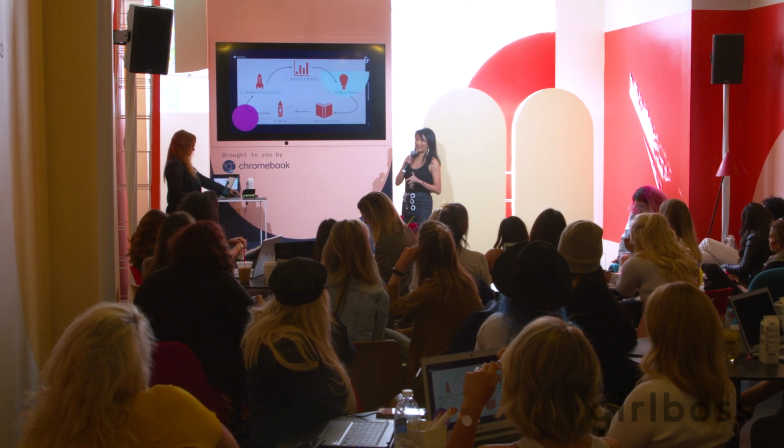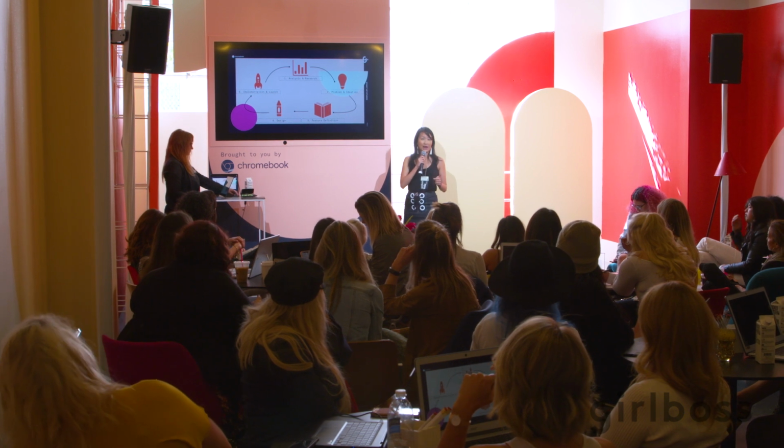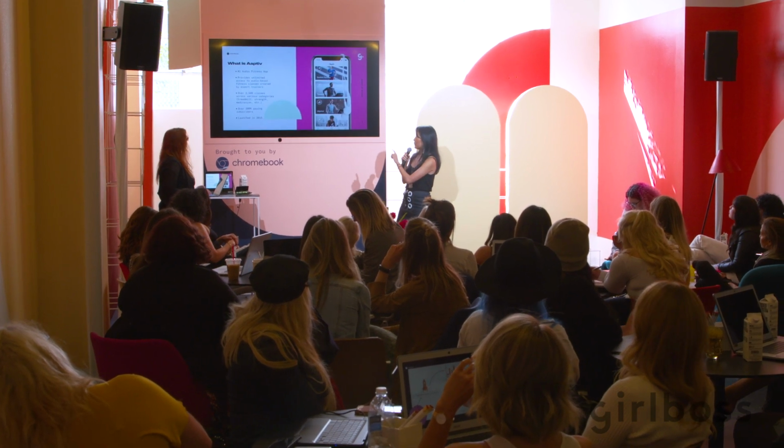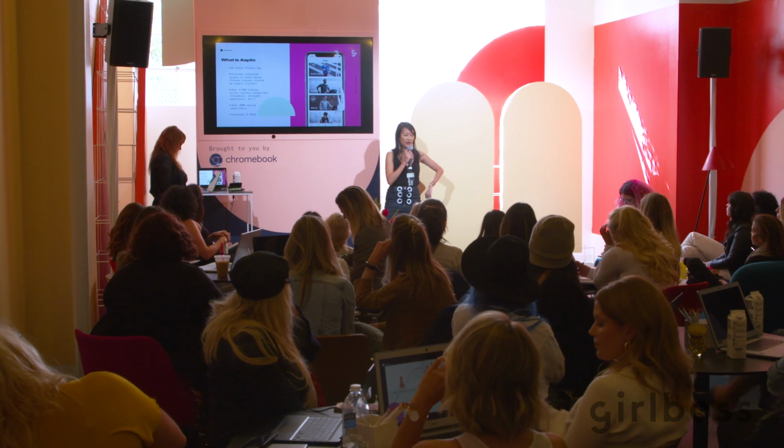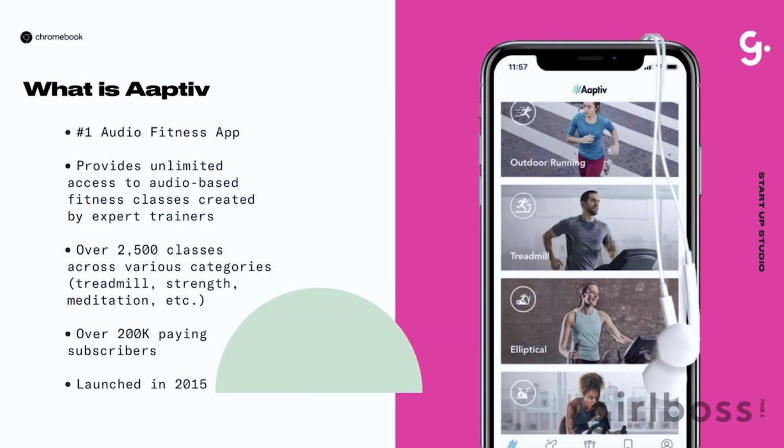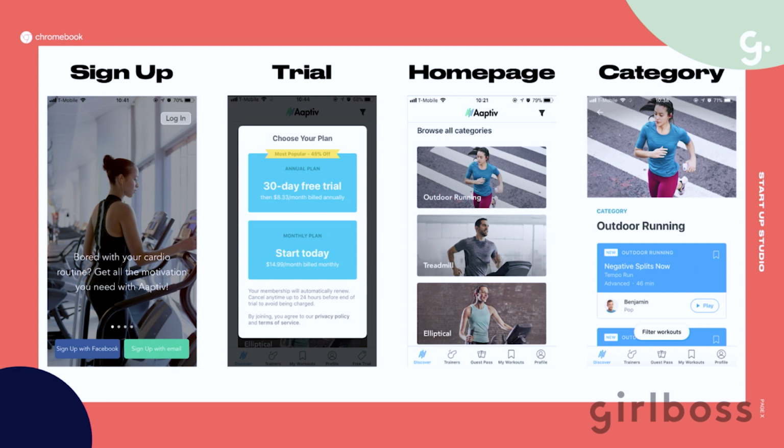So that you understand what this case study is actually about, I'm going to tell you a little bit about Aaptiv. We're a startup. We are an audio-based fitness app. We have an app that has over 2,500 different workouts in all kinds of categories. So we've got running, indoor cycling, elliptical, strength training, etc. It's basically a subscription plan. You pay either $14.99 a month or you pay $100 for the whole year.